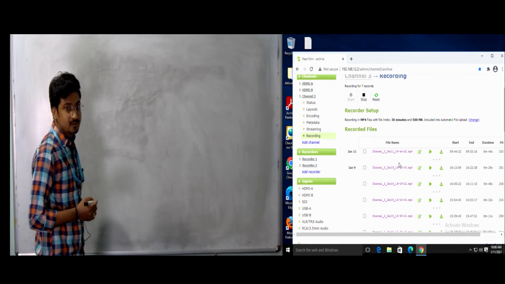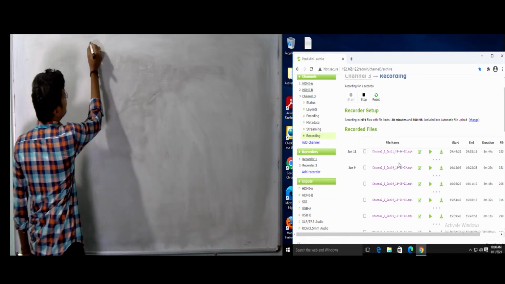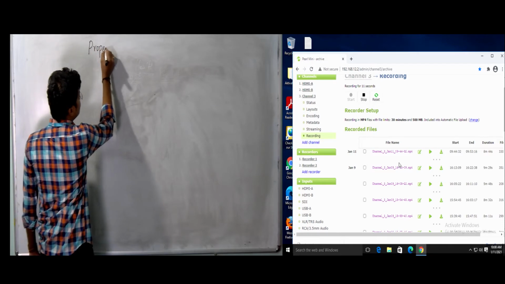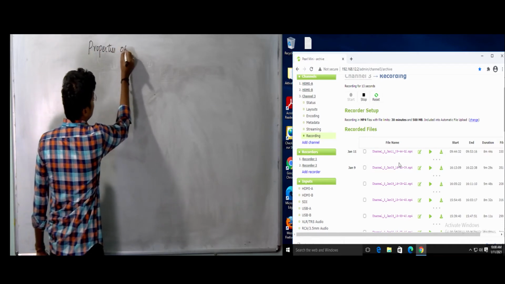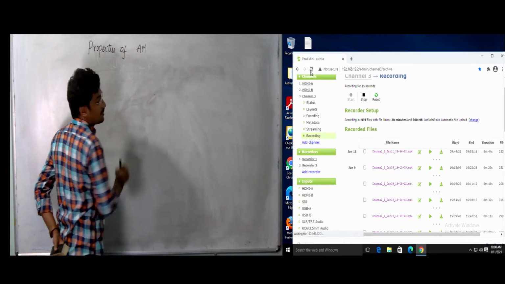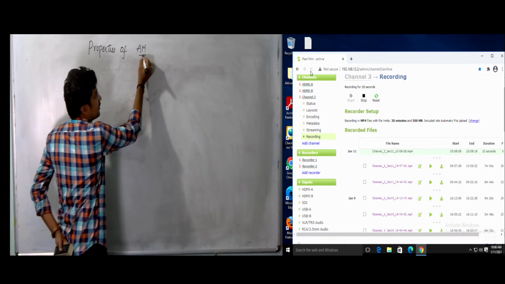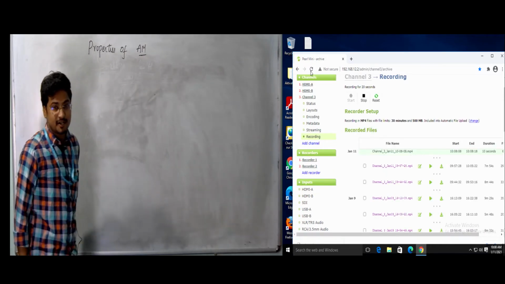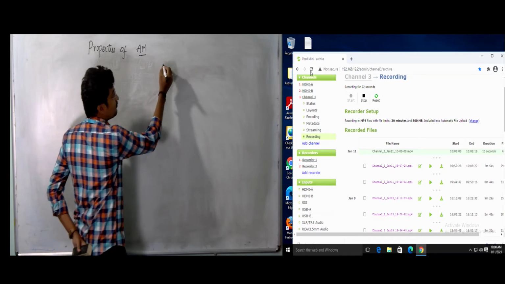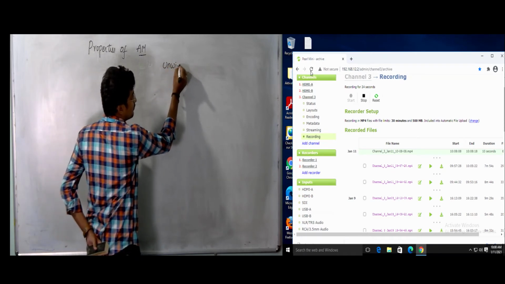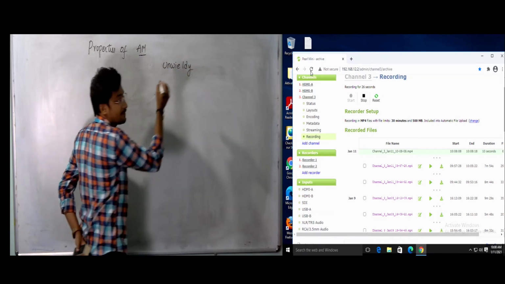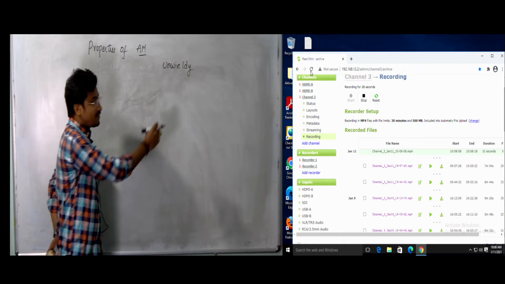Today's topic is properties of arithmetic mean. What is arithmetic mean? A single representative figure for a given mass of unwieldy data.